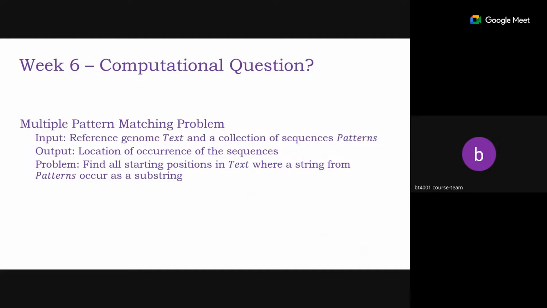Okay, now coming to week 6, we have the multiple pattern matching problem that we looked into in week 6. So we are given a reference genome text and a collection of sequence patterns. We have these patterns and a long reference text, and we want to find the positions where these patterns occur as substrings in this text. Let's say this is the DNA sequence. We want to know at what position this particular pattern occurred as a substring. If we know the starting index, then that should be fine. Okay, so this was the multiple pattern matching problem.